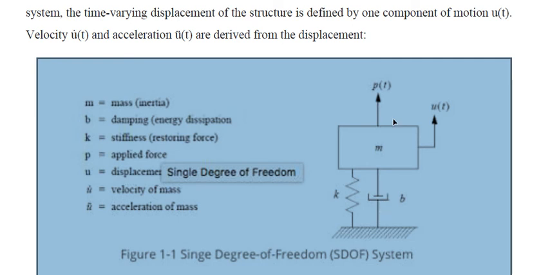Now assume this mass is subjected to the load P or F, which is also a function of time. Because of the applied force, there will be displacement u, which is also a function of time. Because of the displacement, there will be velocity v, which is also a function of time. There will be acceleration a, which is also a function of time.